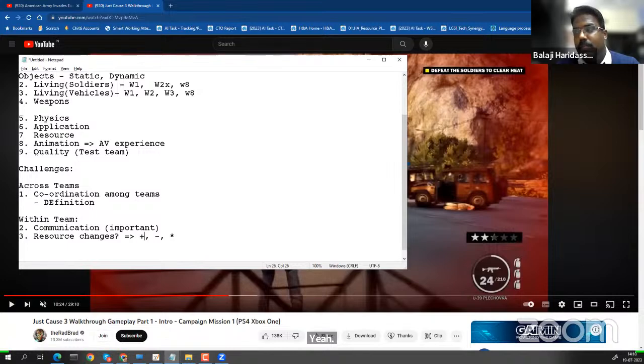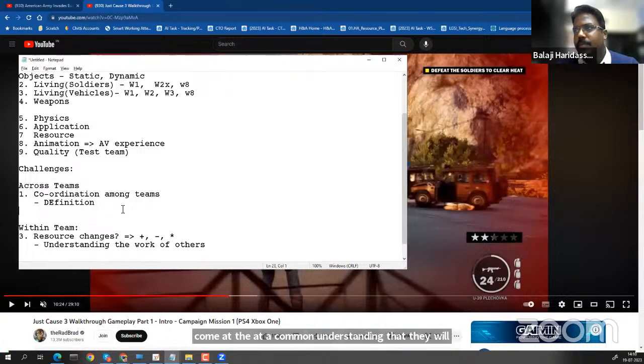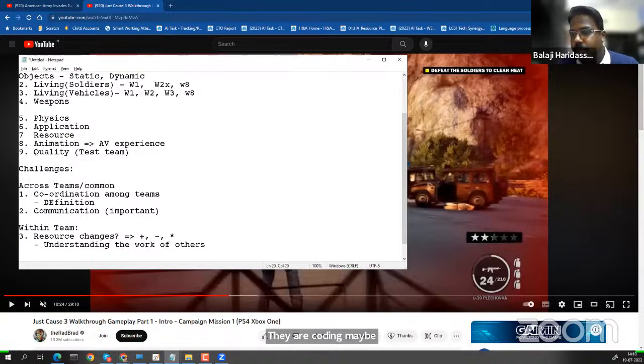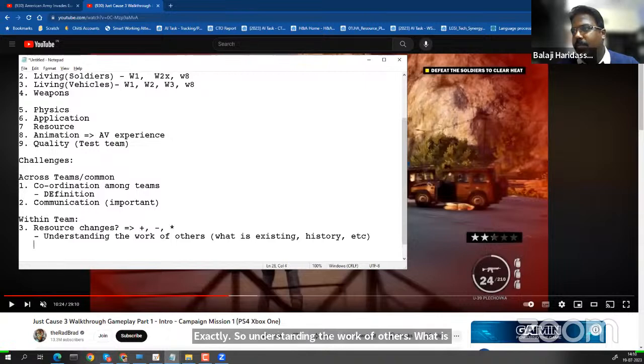Correct. They should understand the work he has done till now. Yes, understanding the work of others. The team members should arrive at a common understanding that they will follow certain norms or uniformity when they are coding, maybe. Yes, exactly, and providing sufficient comments. Exactly. So understanding the work of others, what is existing, and the history of what has been done so far. That is one thing.